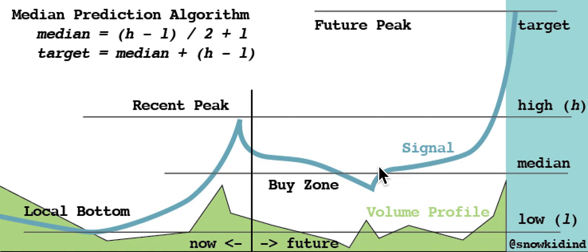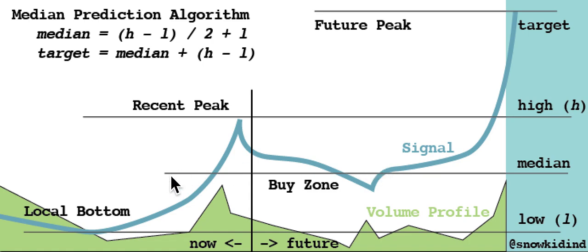Boys and girls, I'd like to share with you today a little story about forecasting. What you have here is a prediction algorithm that basically takes your last bottom and a recent peak and calculates a buy zone and a potential future target.